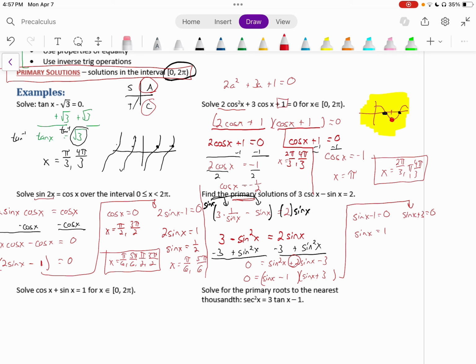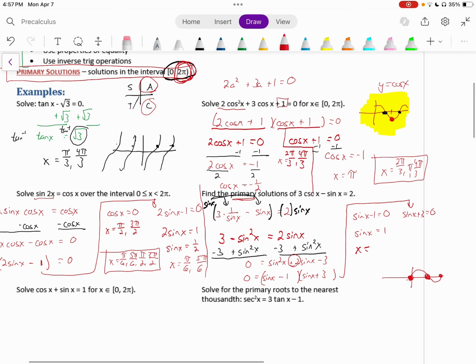With this one, kind of like up here, this was y equals cosine x. If we just graph sine x, it gives us a good idea of when sine equals 0. So here's the graph of sine. It equals 0 at 0, at pi, and at 2 pi, although when we talk about primary solutions, we don't include 2 pi.